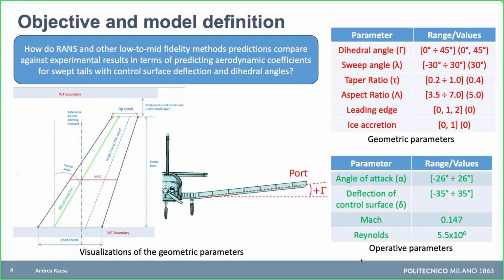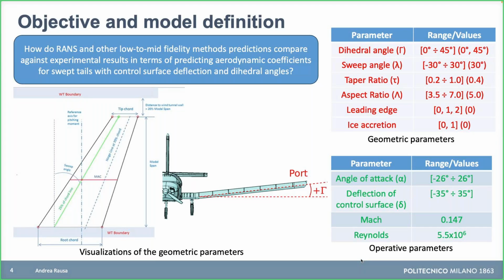Taper ratio of 0.4, aspect ratio 5, and a symmetric airfoil. We could have used three thicknesses: one is thin, one is medium, and one is a little bit thicker. In this case, we use the medium one, and we don't take into account ice accretion.